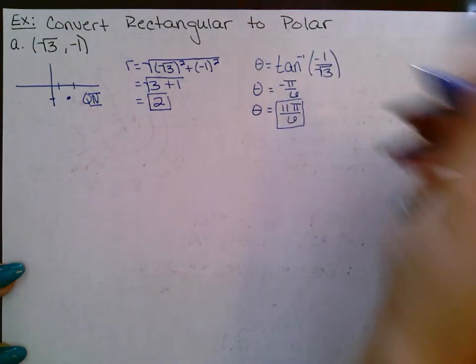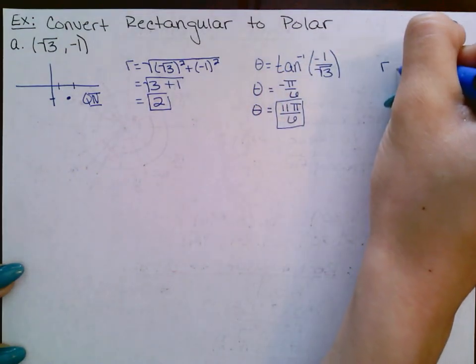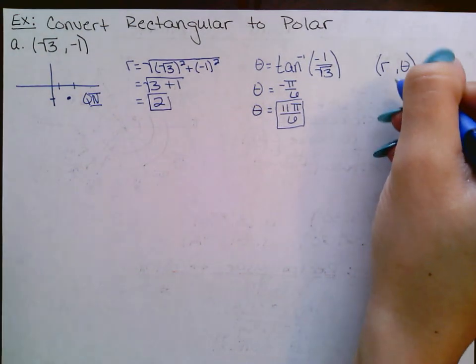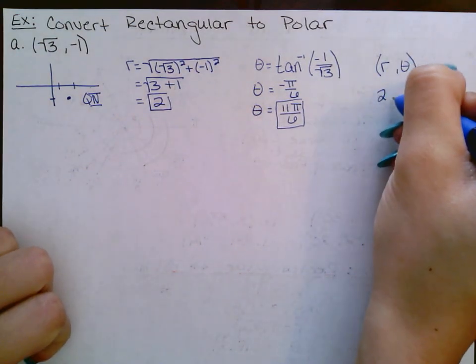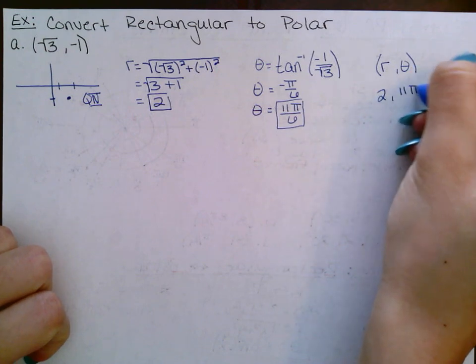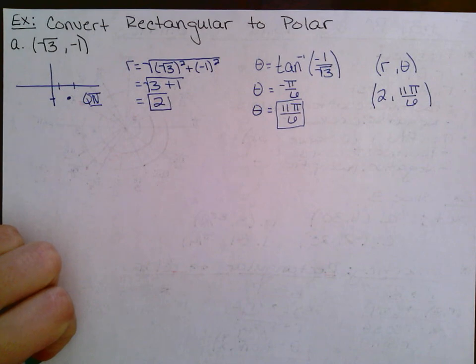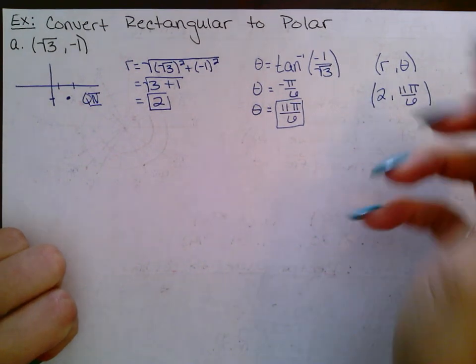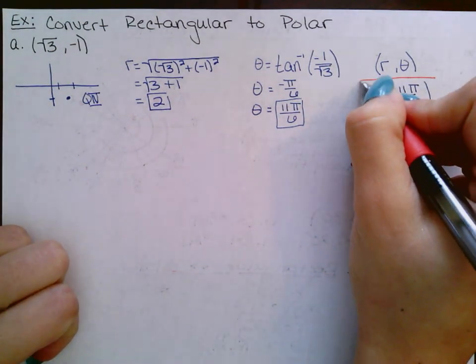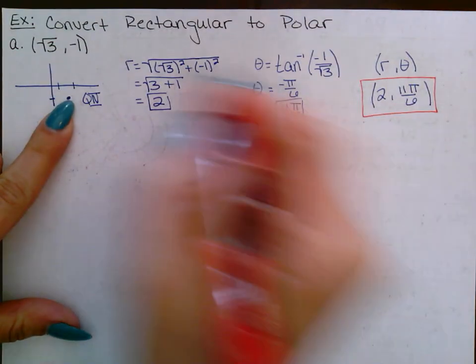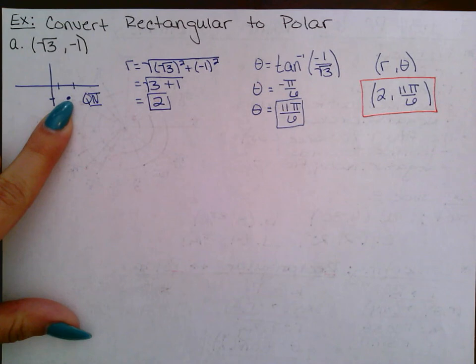All right? So that means that my r comma theta should give me 2 comma 11 pi over 6. And again, we can compare that to the sketch we had drawn. If I would be looking at that theta, 11 pi over 6, it would land me in quadrant 4, and then I'd go 2 rings out. So it matches up.